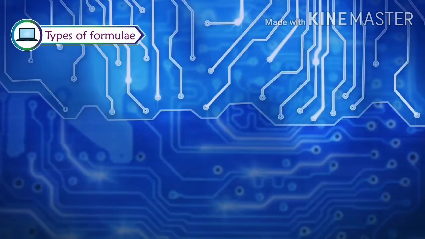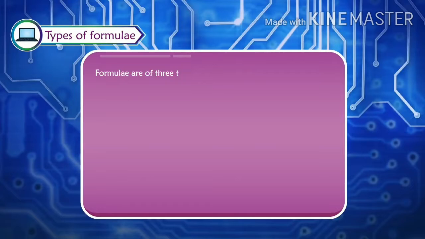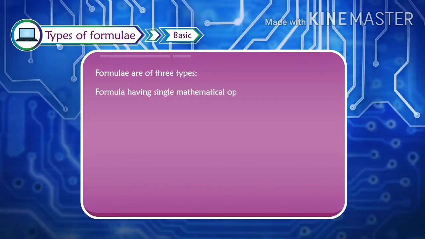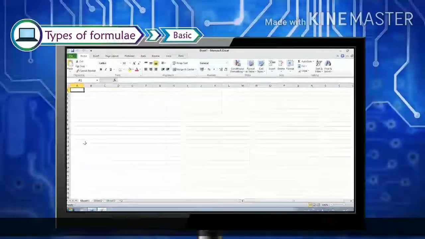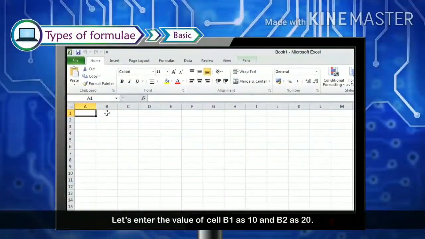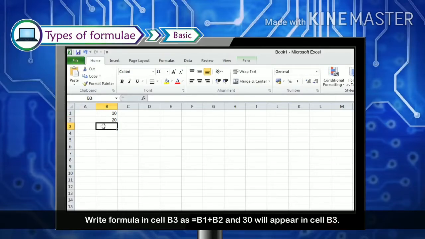Types of formula. Formulae are of three types. Basic: a formula having a single mathematical operator, like a formula for performing addition, subtraction, multiplication and division, is =B1+B2. Let's enter the value of cell B1 as 10 and B2 as 20. Write the formula in cell B3 as =B1+B2 and 30 will appear in cell B3.